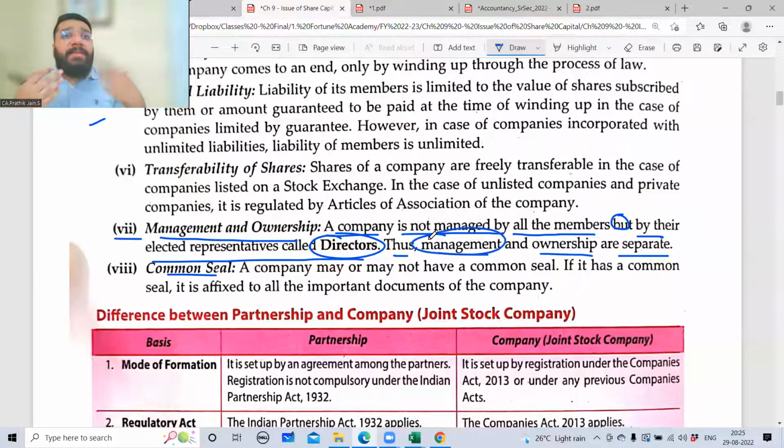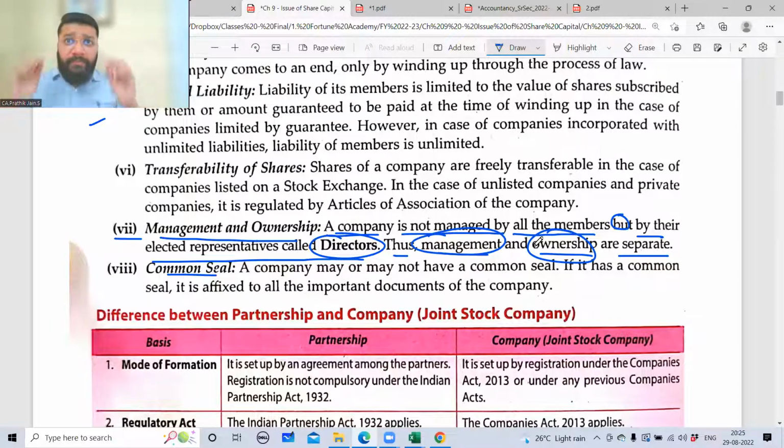Management is the person who is managing the business. Management is known by the roles and responsibilities allocated to him, whereas ownership is a title given to you if you are investing in a company. So ownership means investing. Management means taking care of the business. Both are separate. Both are not the same.